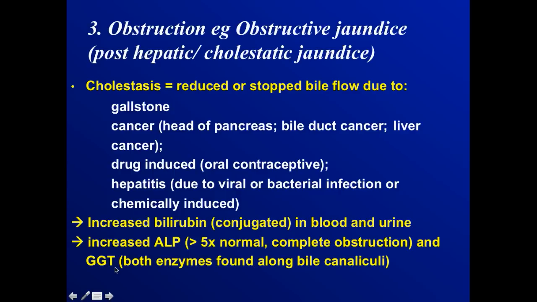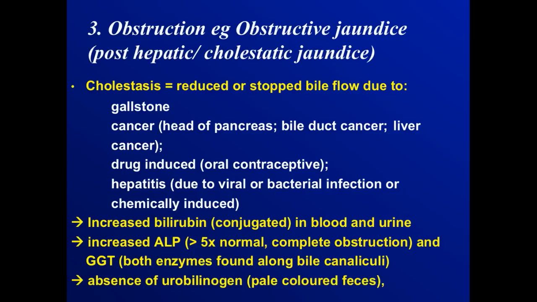The other enzyme that you can also measure is gamma glutamyl transpeptidase. I'm not going to go into that in so much detail, but that is just to show another enzyme that is also high, and it is found at the same site as alkaline phosphatase. The other thing that you will notice is that this patient will see their feces to be pale in color. Okay? Pale in color, why?